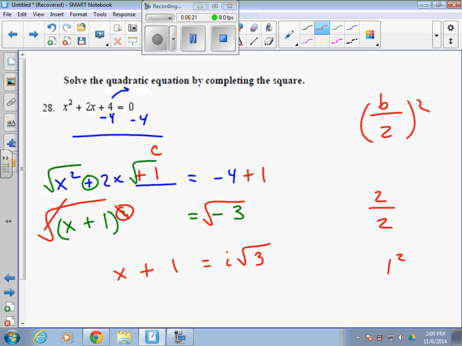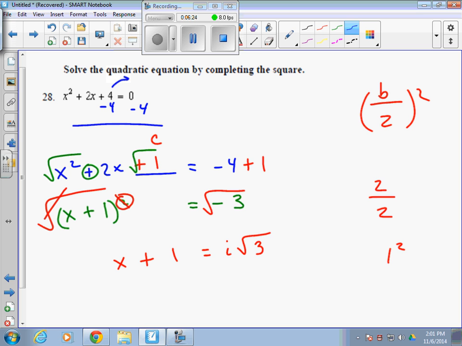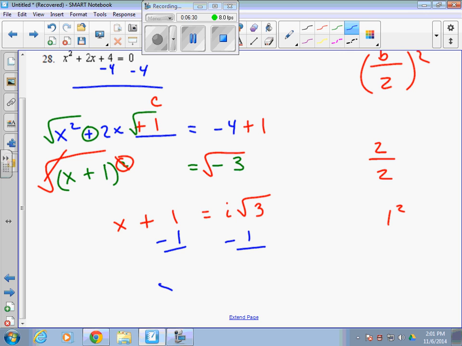That's an imaginary number. One last thing we have to do, we have to get rid of plus 1 by subtracting it. And when we subtract it on this side, we're going to be left with x all by itself on the left equals negative 1, just to put the real term first like a couple of problems ago, plus or minus the square root of 3 times i.